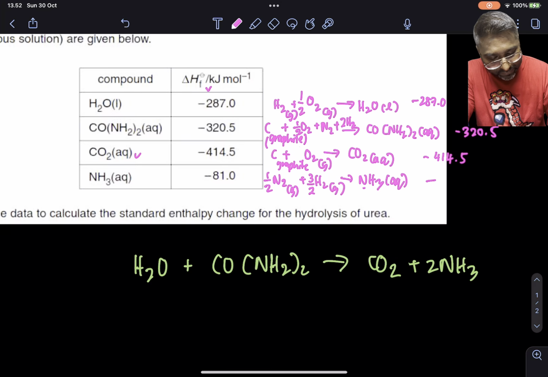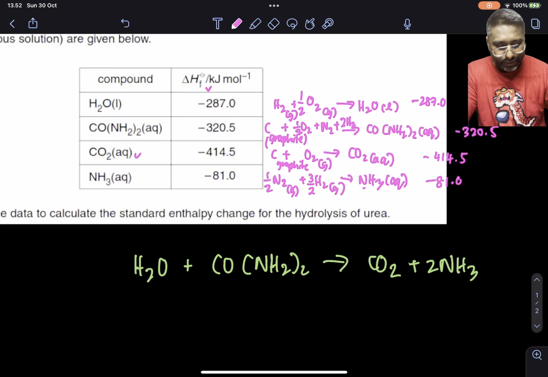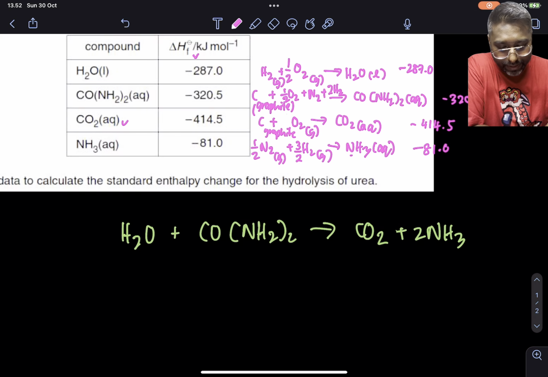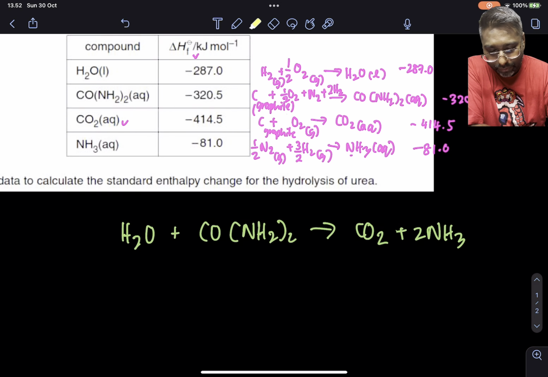Okay, so this is the equation. First, write down the equation. The trick of this method is that we are going to rearrange this equation, like we are going to take it as a puzzle, trying to solve this in a puzzle form.